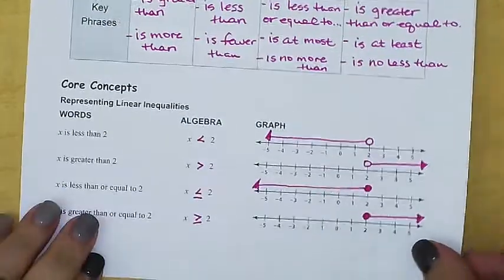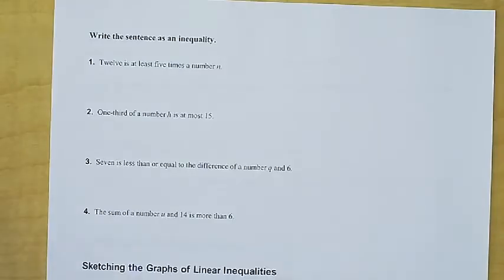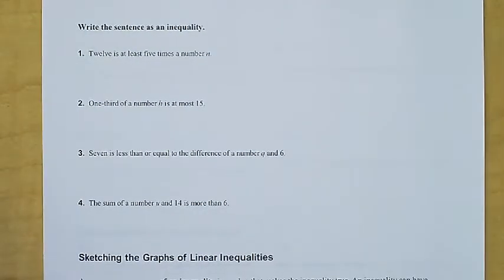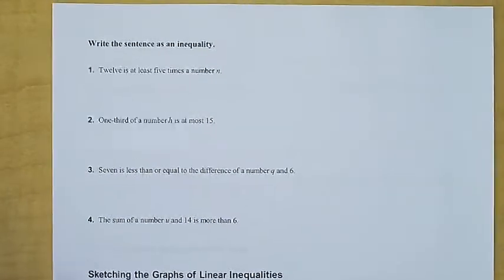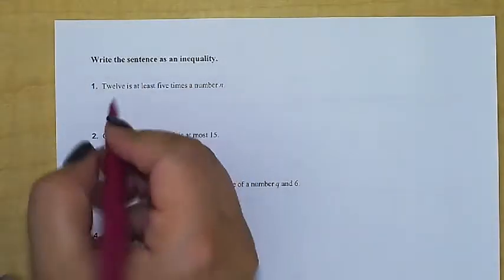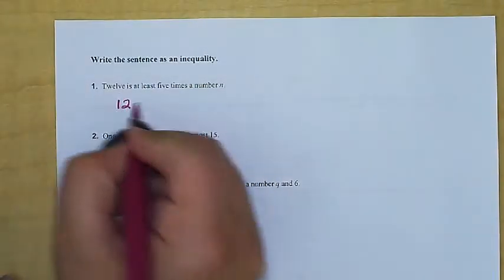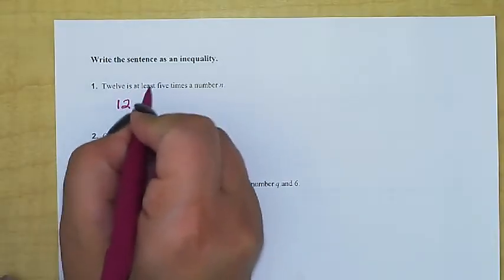Okay, all right, let's flip that over. Do a little bit of translating practice here before we really move in to some graphing. We're not solving today. So it says 12 is at least 5 times a number n. Okay, so let's think about what that would look like. Okay, so we start with 12. We've got 12 is at least, so again, be careful with this, right?